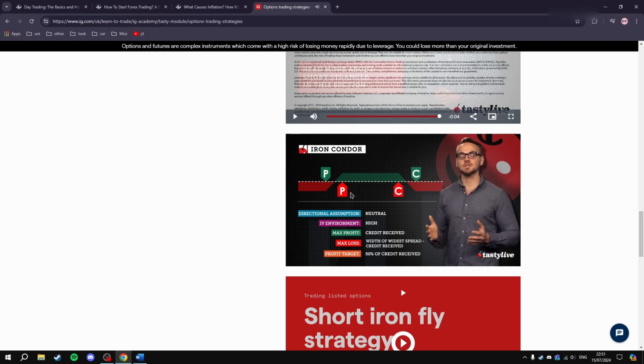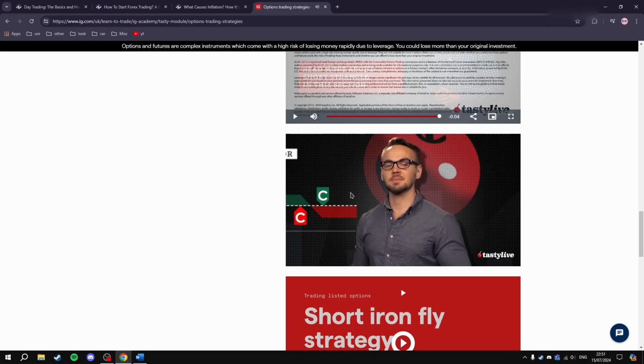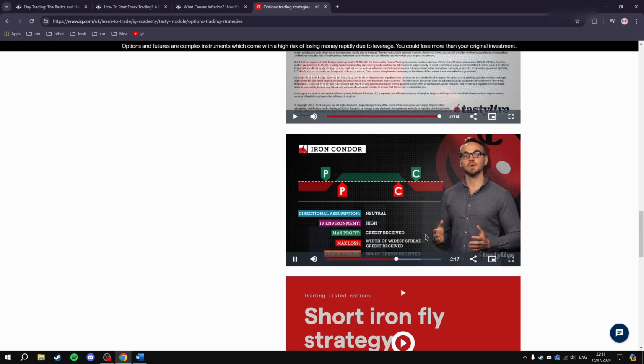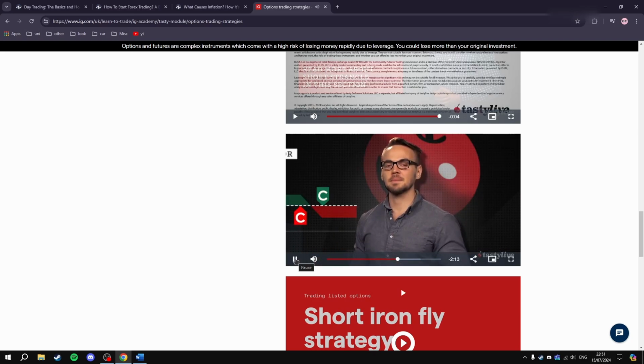We want the options to expire worthless, as we can then keep the credit received from opening the trade as profit. For an iron condor, this happens when the stock price is between our short strikes at expiration. One of the benefits of selling premium on both sides of the stock price is that we can use the total credit received to improve our break-evens rather than just one side, since only one spread can be in the money at expiration.